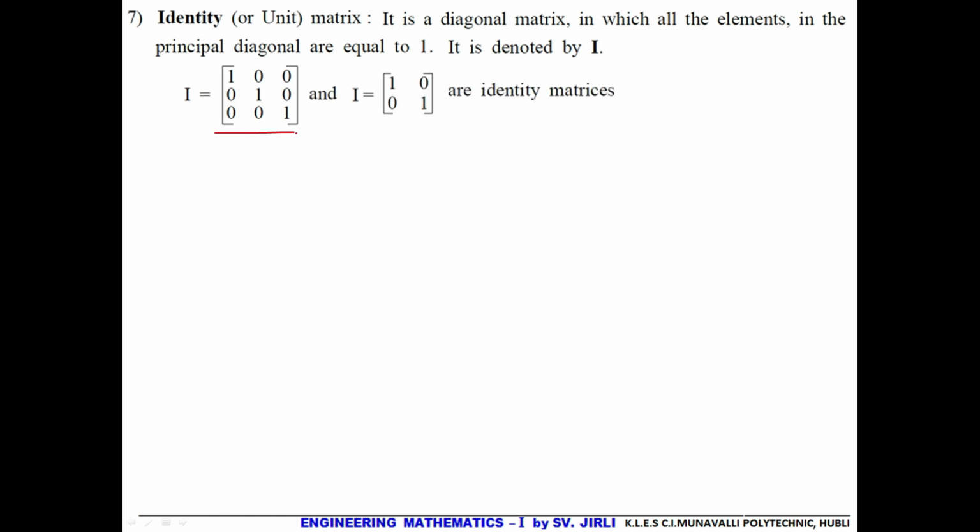We move to the next now. Identity matrix or unit matrix. It is a diagonal matrix in which all the elements in the principal diagonal are equal to 1. It is denoted by I. For example, you see I equal to, note the principal diagonal 1 1 1. This is an identity matrix. One more example, I equal to 1 0 0 1. These two are identity matrices of order 3 cross 3 and 2 cross 2 respectively.